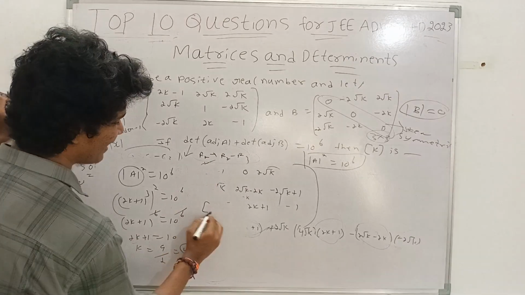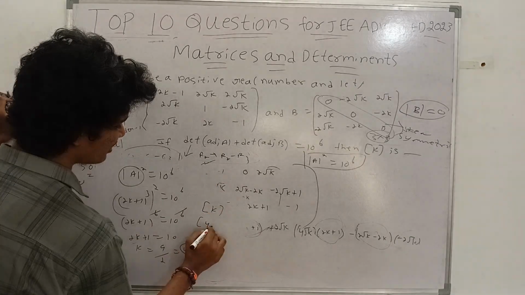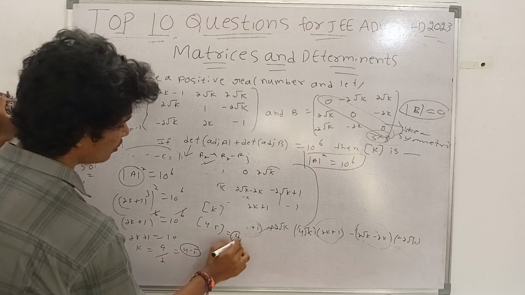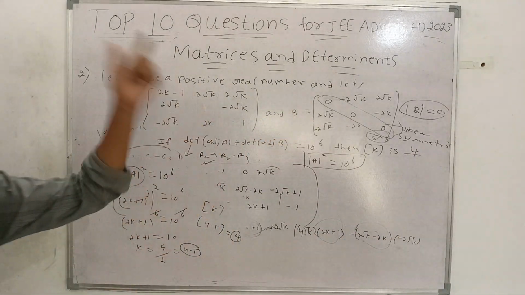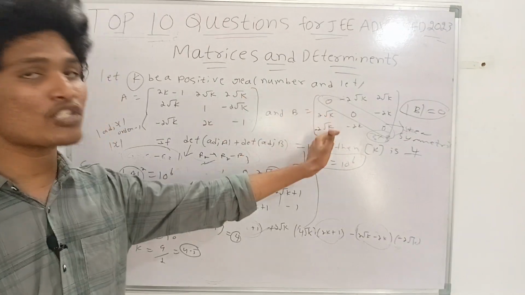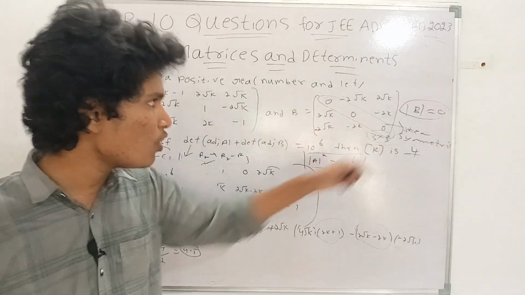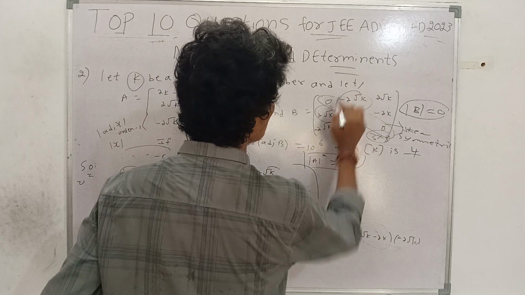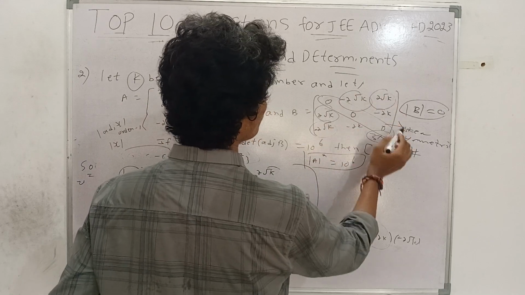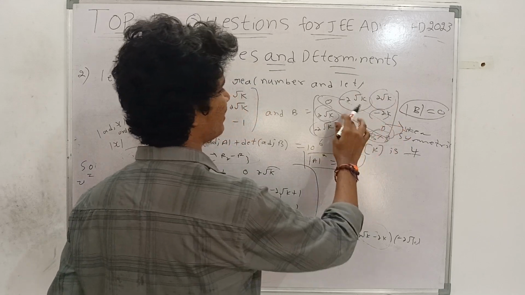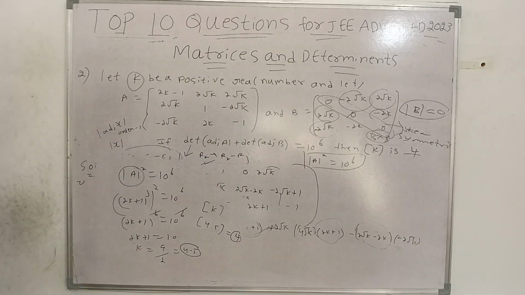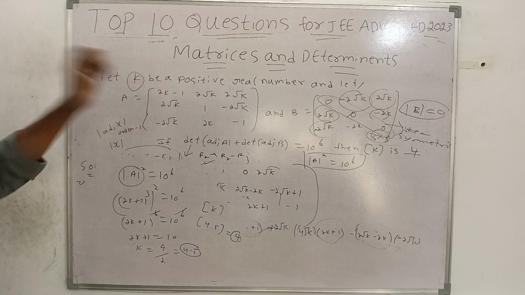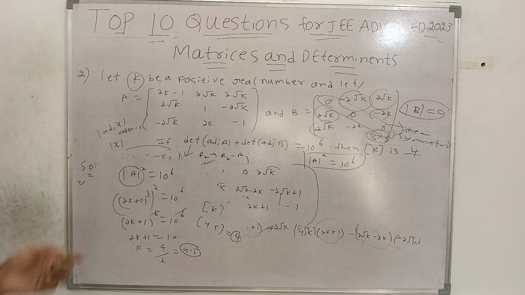But they asked the greatest integer of k. What is the greatest integer of 4.5? It is 4. So for this question the answer is 4. Like this we have to solve. First we have to identify the skew symmetric matrix. Why is it a skew symmetric matrix? Because the diagonal elements are 0 and these two elements are of opposite signs. You can easily find this in the properties of the skew symmetric matrix. The diagonal elements are 0 and the other elements will be of same signs or different signs depending on the problem.